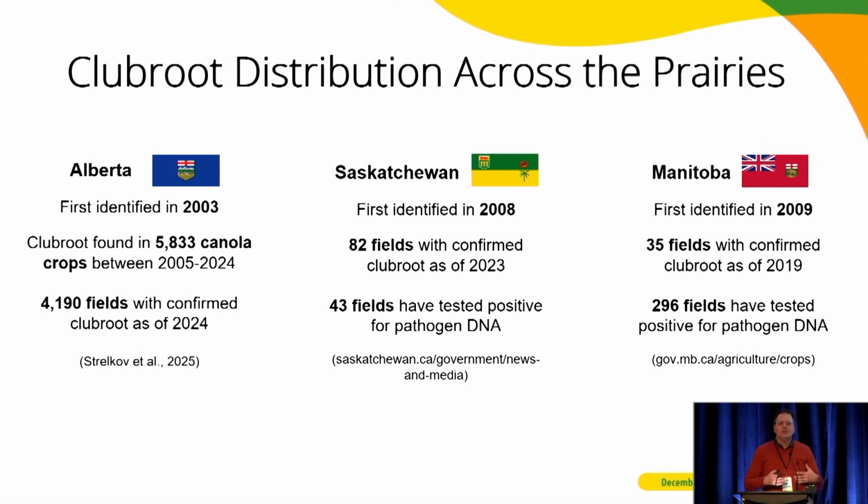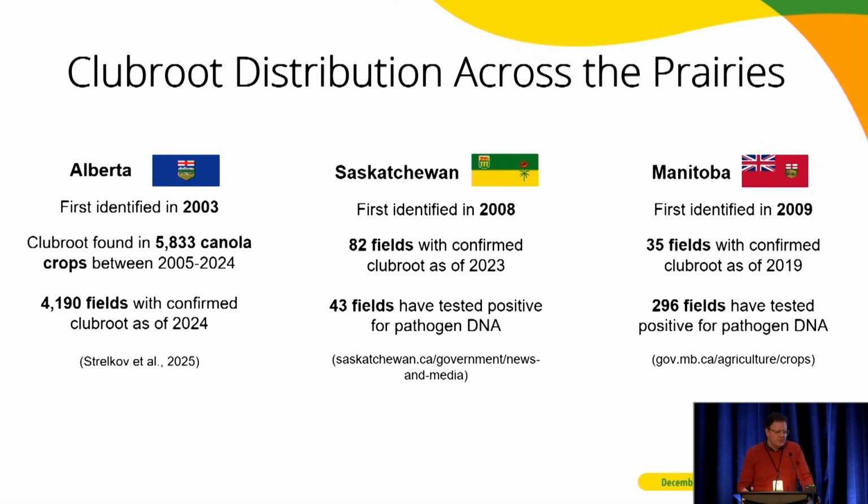Of course, in some fields we found clubroot over multiple years, hence the number of total cases is greater than the total number of fields. But this compares quite strikingly with Saskatchewan and Manitoba. In Saskatchewan, the first case was in 2008, and the latest that I could see was 82 fields with confirmed clubroot as of 2023, with an additional 43 fields that tested positive for the presence of the pathogen DNA through soil testing. In Alberta, we typically don't do DNA testing of the soil because the disease is so prevalent. In Manitoba, it's a similar situation to Saskatchewan.